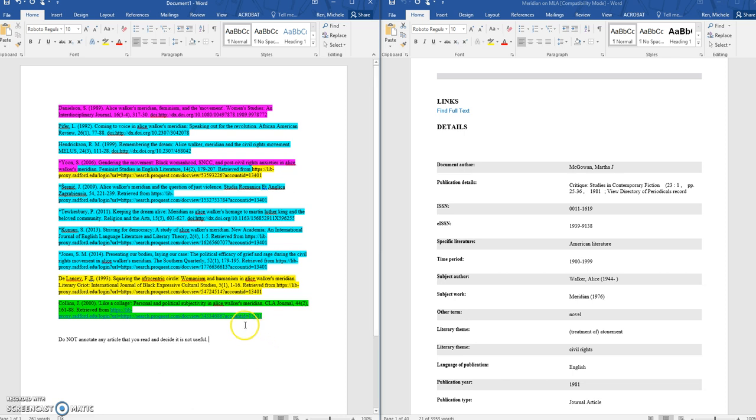Okay, so there are my 5. I would get started reading and annotating them, and you'll see the annotated bibliography assignment later.